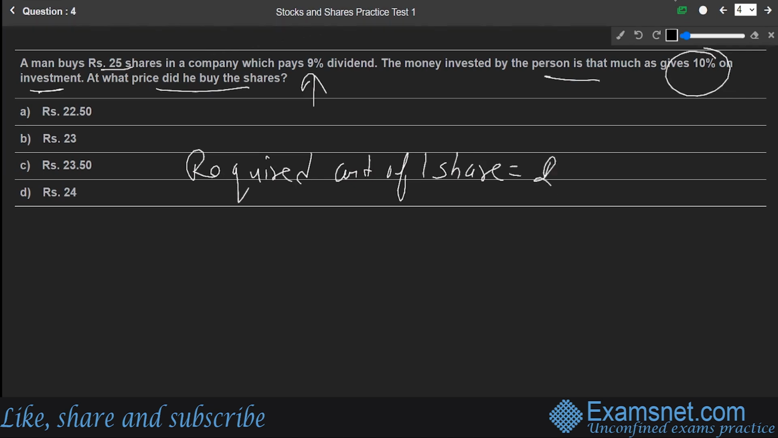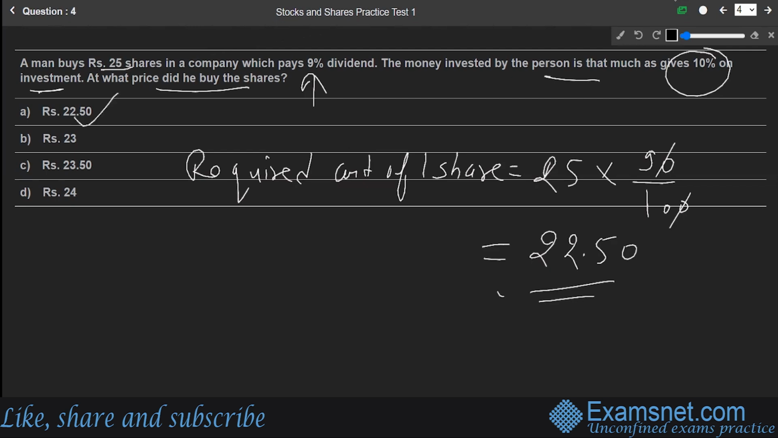So that is nothing but 25 into 90%. We could have done it by 25 into 100 minus 10 over 100 also. That will give us the same result. 100 minus 10 over 100 is nothing but 90 by 100. If we cut it down like this, we get the final value as rupees 22.50. So that is the actual cost of one share that will give you 10% of the investment. Rupees 22.50 is available in option number A.